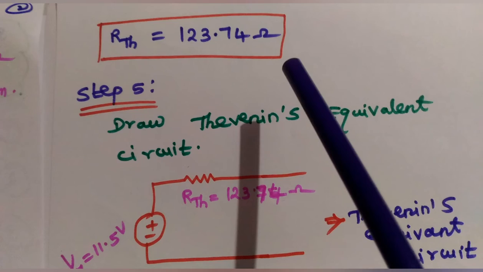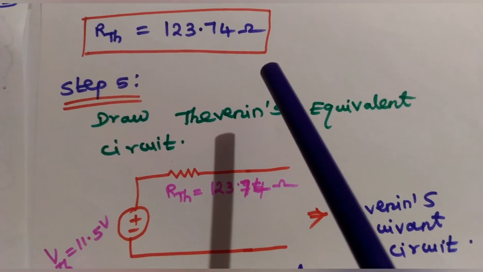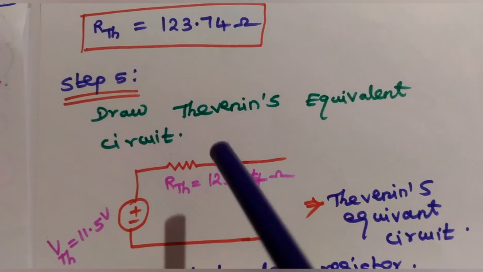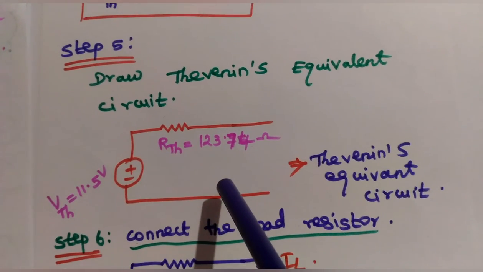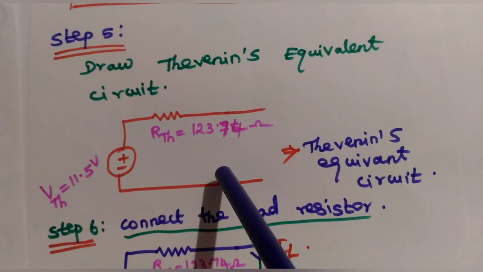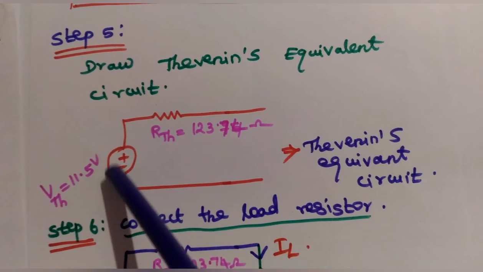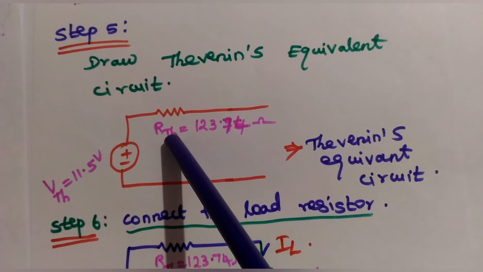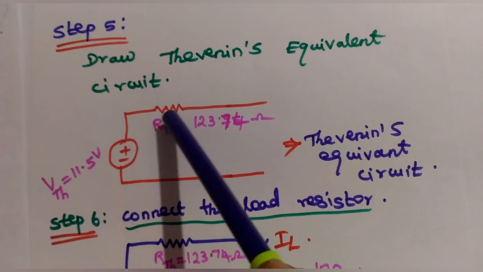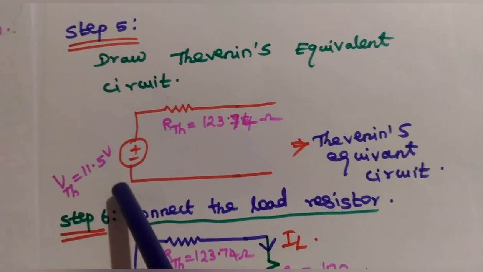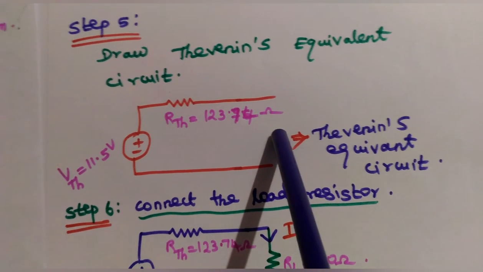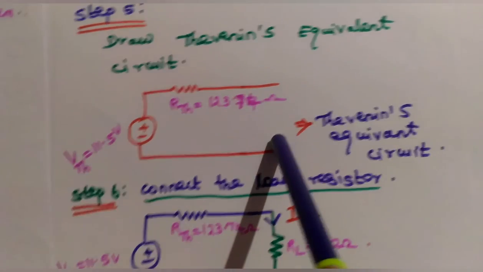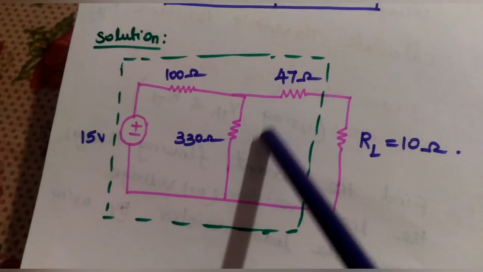For constructing Thevenin's equivalent network, we need the VTH value and the RTH value. We have already calculated the RTH and VTH values, so we just substitute them in the Thevenin's equivalent circuit. Thevenin's equivalent circuit is nothing but one voltage source connected in series with the resistance RTH. The already calculated VTH is 11.5 volt and RTH is 123.74 ohm, and this is the equivalent circuit. This dotted portion of the network is replaced here.